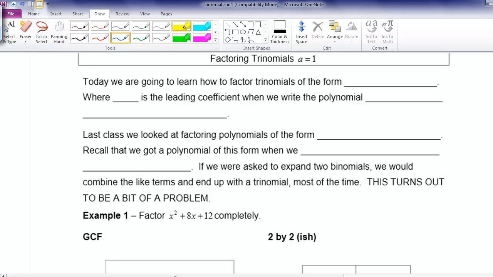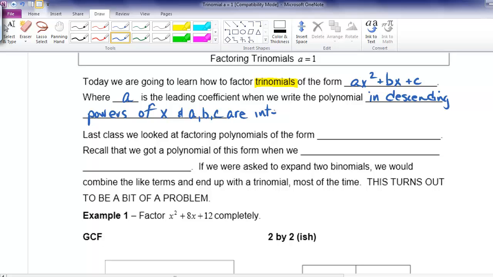So recall a trinomial has three terms, and we're going to look at factoring trinomials of the form ax squared plus bx plus c, where a is the leading coefficient when we write the polynomial in descending powers of x, and a, b, and c are integers. So again, nice numbers for a, b, and c.